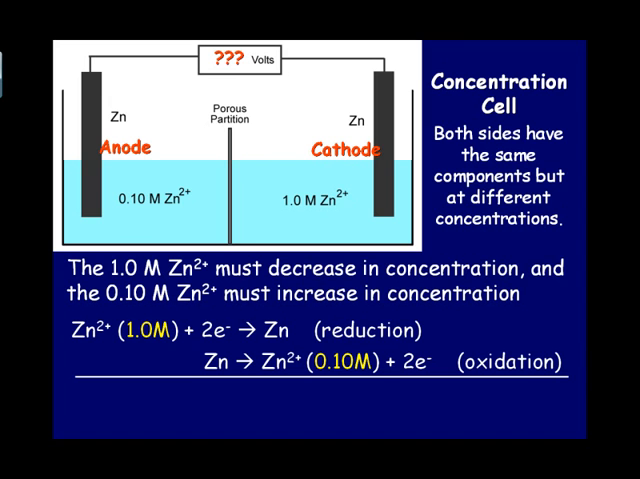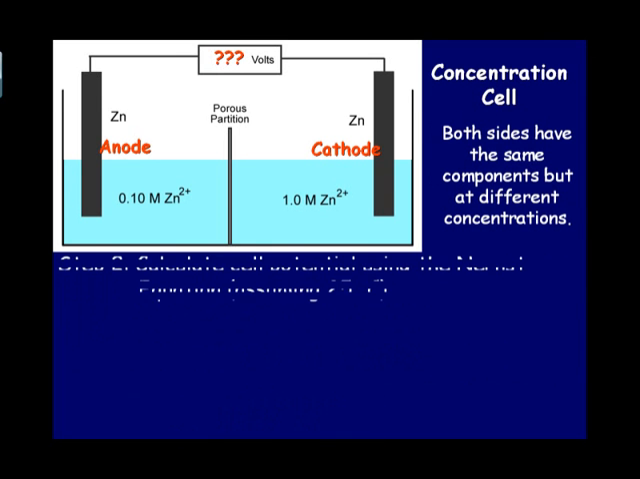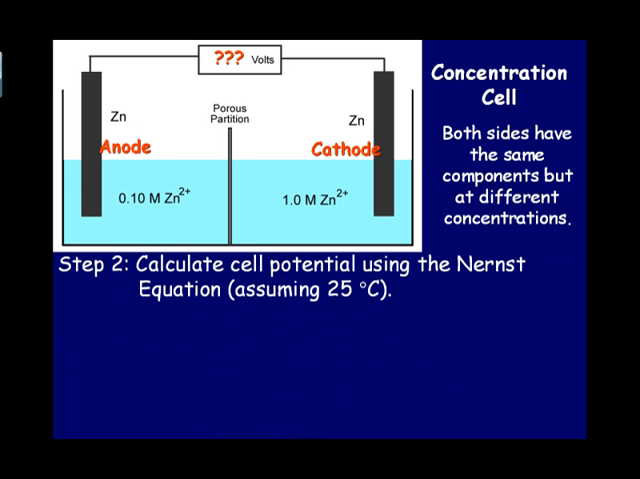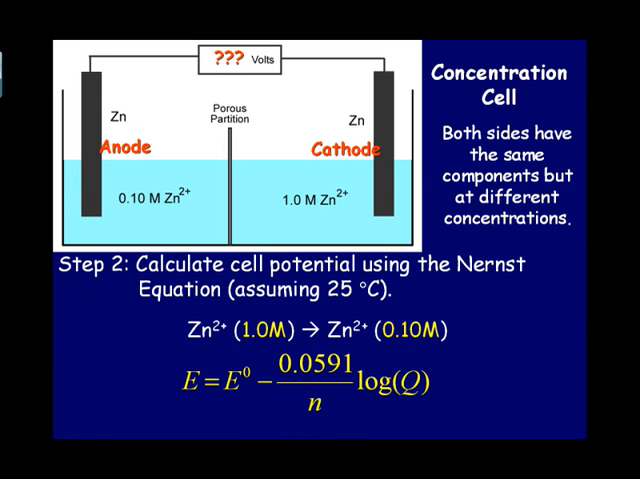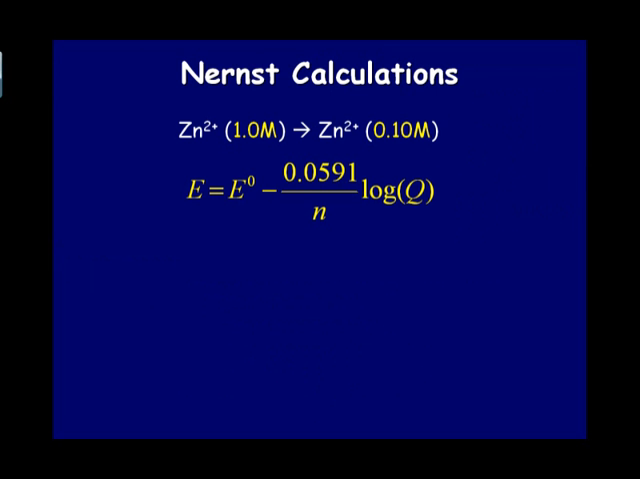The 1 molar zinc 2+ is more positive to begin with, so the electrons, of course, should flow towards that 1 molar solution. So you can just look at the molarities and determine the flow of electrons there. So we end up calculating the cell potential using the Nernst equation. We want to take that Nernst equation that we have been using all along, and now we want to substitute values in. Now, the number of moles, of course, is still going to remain 2.